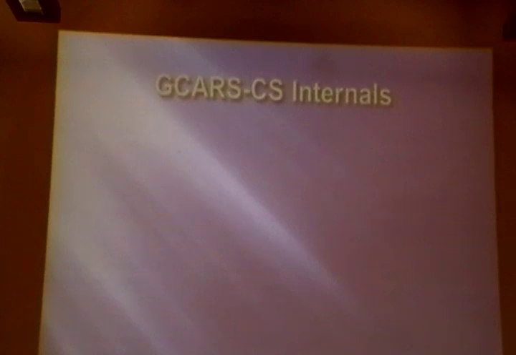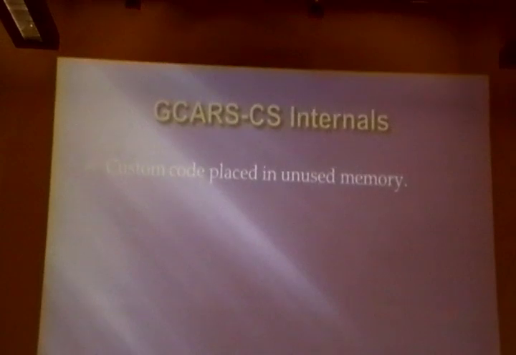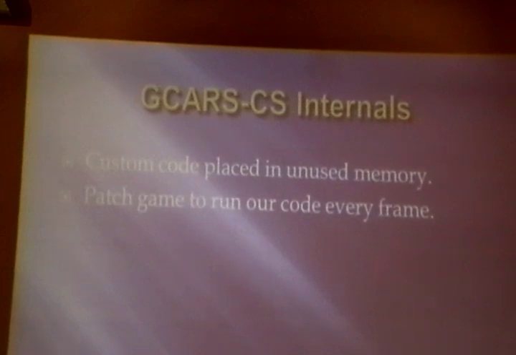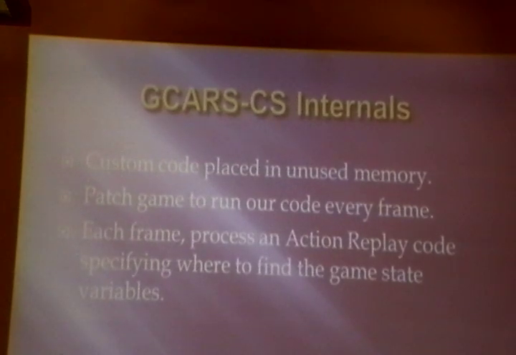Under the hood, GCARS-CS works by placing a 32K code snippet in unused memory. It hooks the game to run this every frame. And by the way, that patch to run every frame is just another Action Replay code. And every frame, we process an Action Replay code that specifies where all the game state variables are. So things like controller data, XYZ coordinates of players, health, weapons, things like that. We run an Action Replay code to find out where those are.